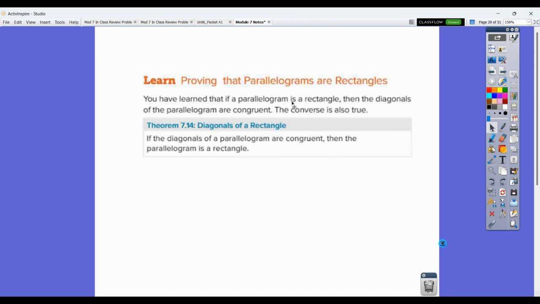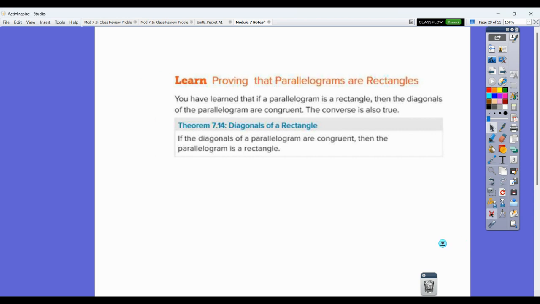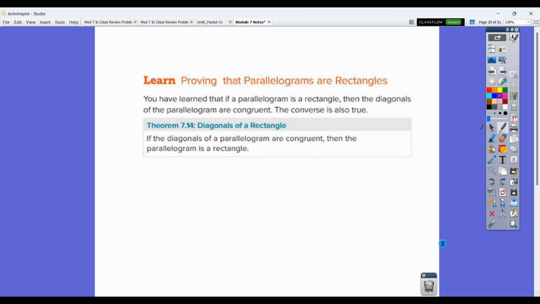Okay, so proving that parallelograms are rectangles. Once you've got the properties down, then we have to talk about proving that we have a rectangle. You've learned that if a parallelogram is a rectangle, the diagonals of the parallelogram are congruent. The converse is also true. So if the diagonals of a parallelogram are congruent, then the parallelogram is a rectangle. So you have to prove a few things. You have to know that you have a parallelogram, and you have to know that the diagonals are congruent. Those are the two things you have to know. And if that's the case, then you can say that you have a rectangle.